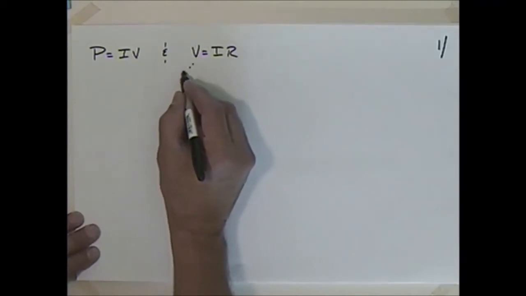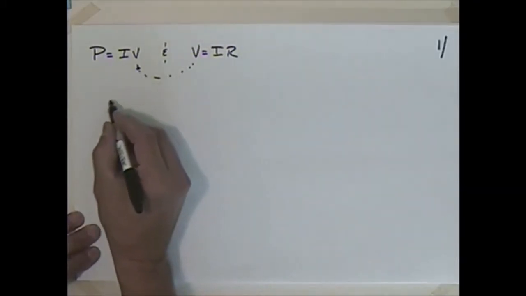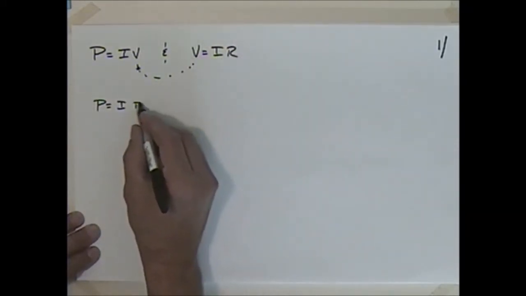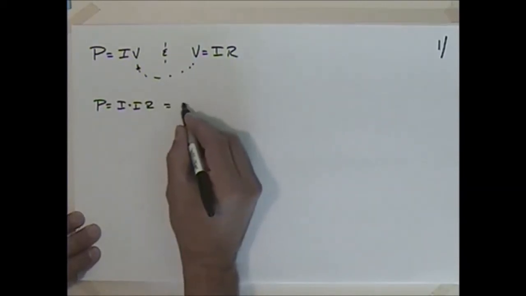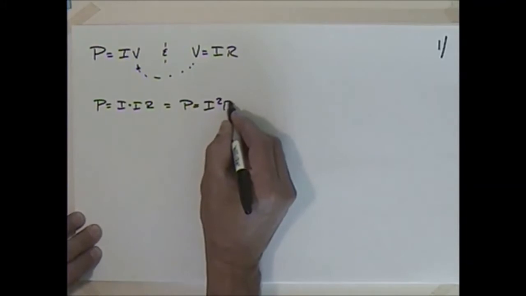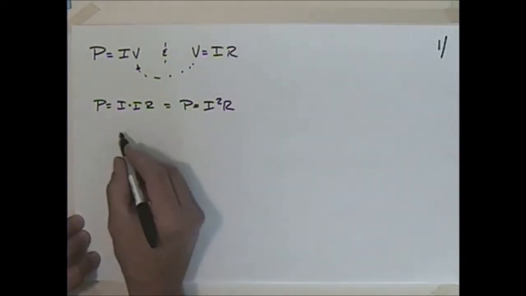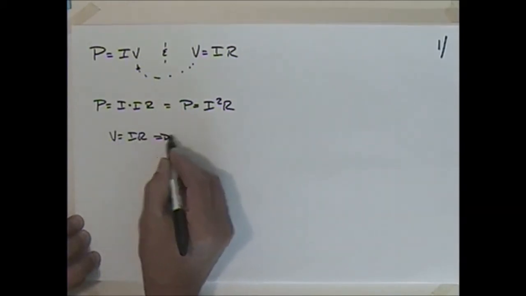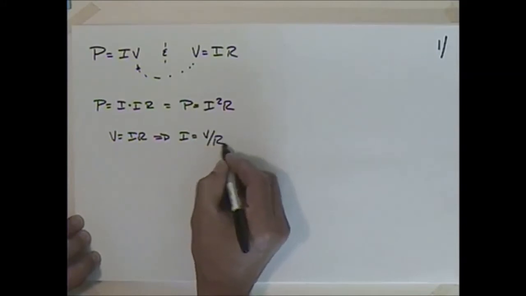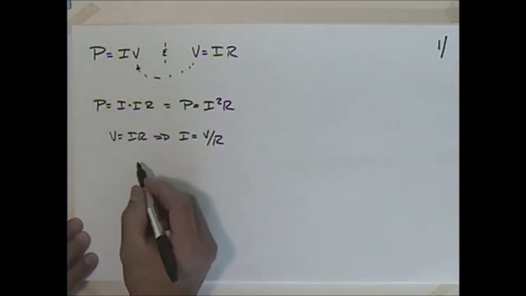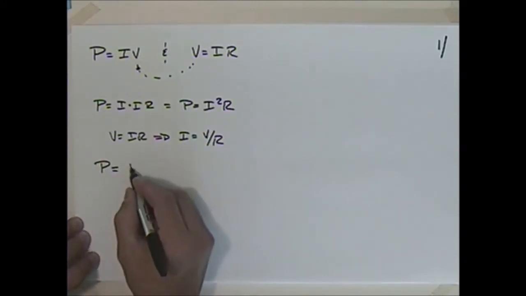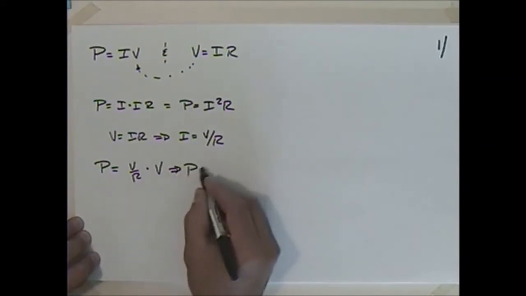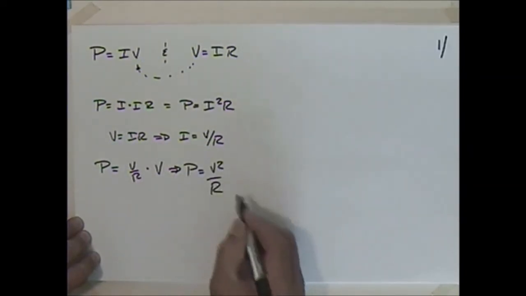If I substitute this V into here, I could say then that power is equal to current times IR. So we would get that power is equal to I squared R. And if I solve Ohm's law, V is equal to IR, for I, I is equal to V divided by R, and substitute that into Watt's law, I get power is equal to V over R times V, so power is equal to V squared over R.